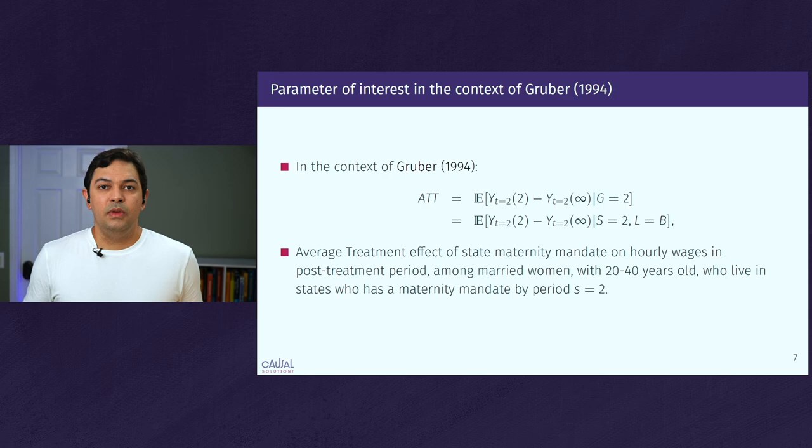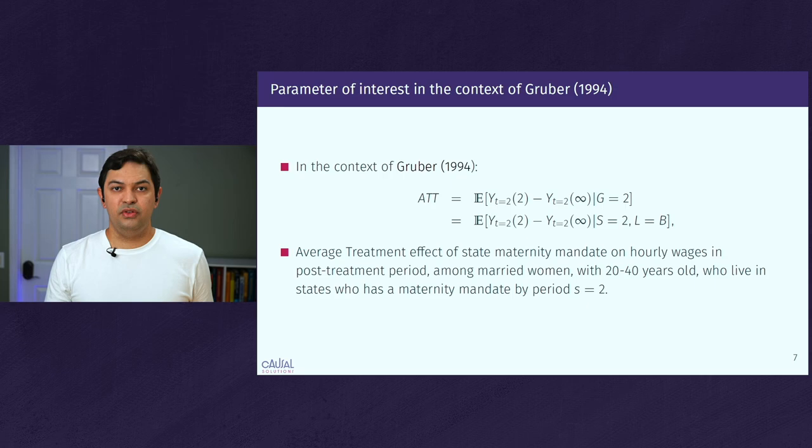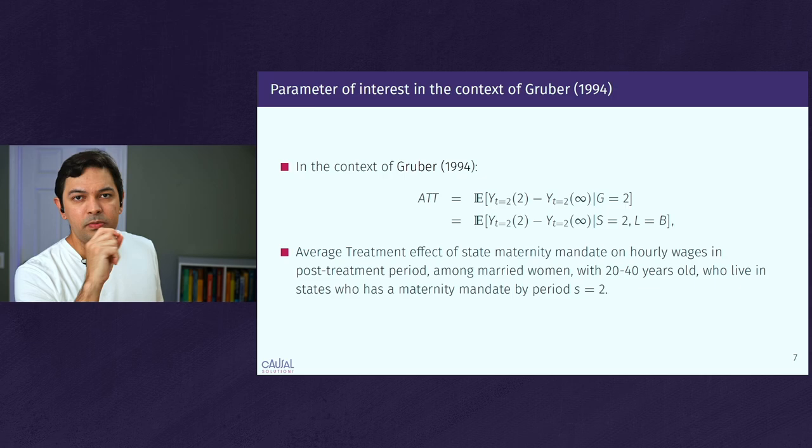In the context of Gruber, the founding father of triple differences, what is an ATT here? The ATT is going to have the same notation, terminology and definition when we express it in potential outcomes. But the English explanation, the policy relevance explanation, is the kind of question that Gruber is trying to answer. He's looking at this design and asking, what is the average treatment effect of state maternity mandates, which is the policy of interest, on hourly wages, which is my outcome of interest in post-treatment periods?